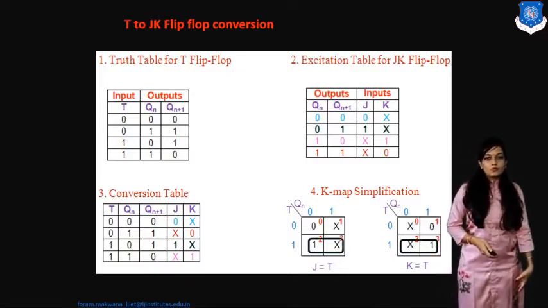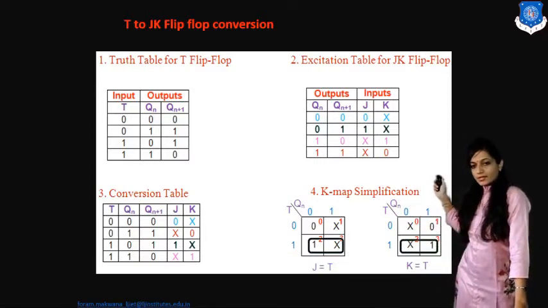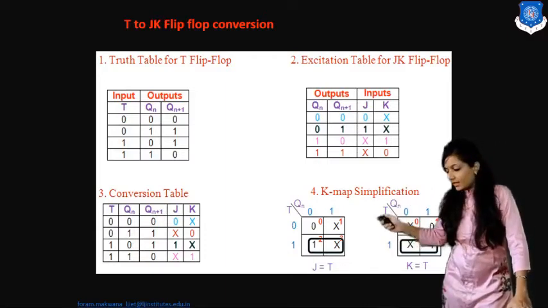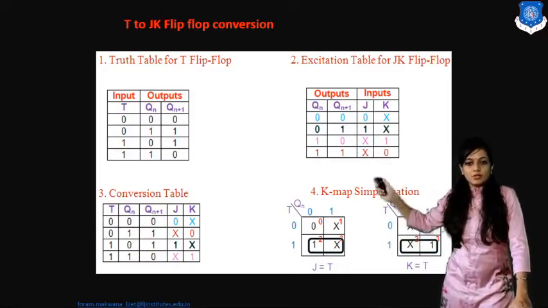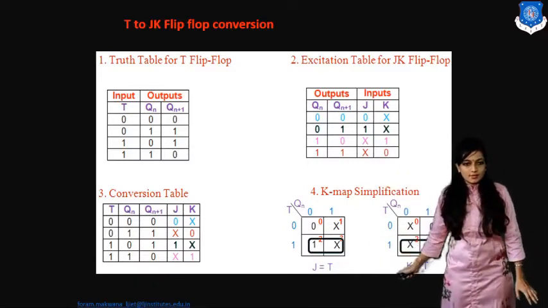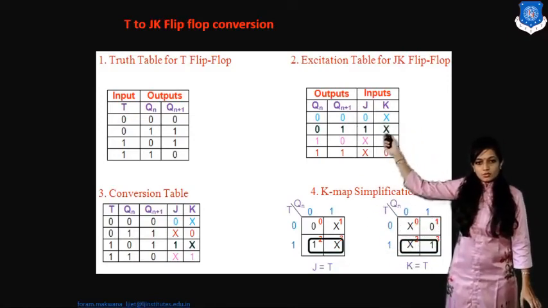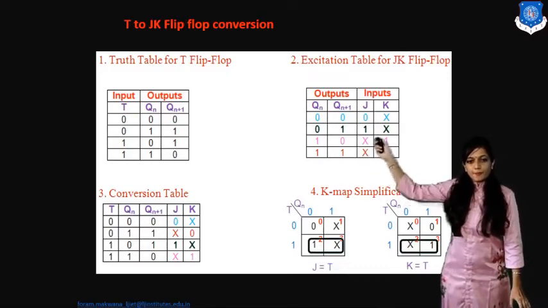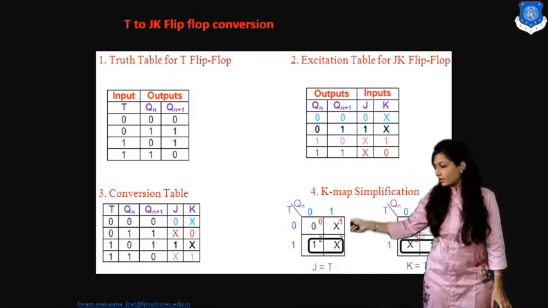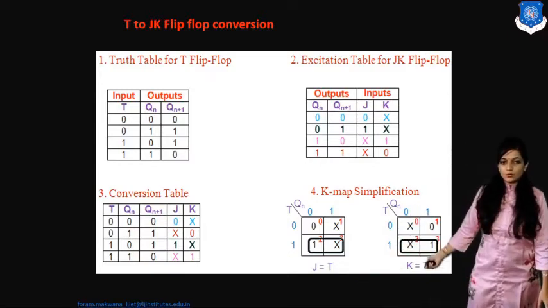Now T flip flop to JK flip flop. So this is the truth table for the T flip flop. We know the excitation table that we have already discussed for the JK flip flop, so the procedure will remain the same. T flip flop is available, so T is as it is. Q and Qn plus 1 you need to write the same as earlier. For J and K, write this as it is: 0 cross, cross 0, 1 cross and cross 1 from this excitation. Convert it into the simplification of K map. You are able to identify J is equal to T, K is equal to T.